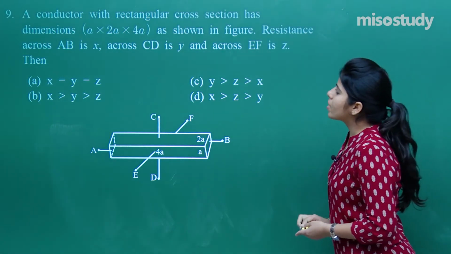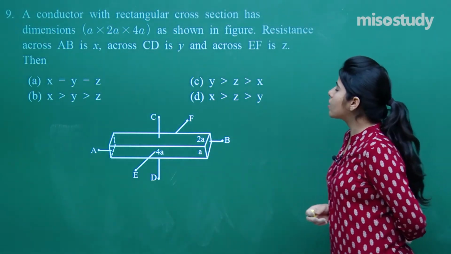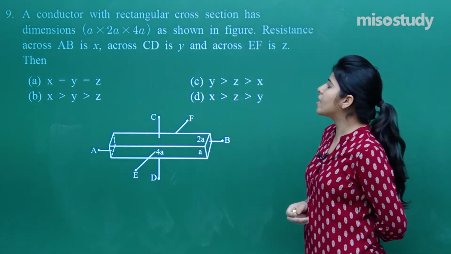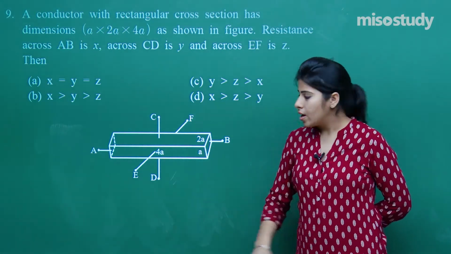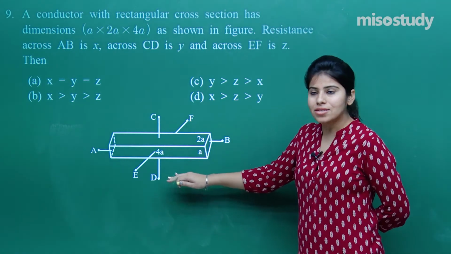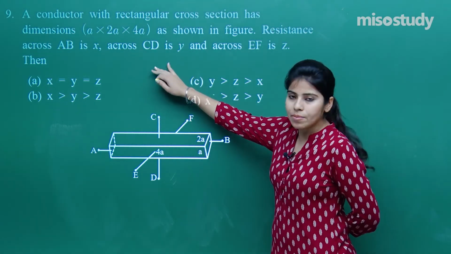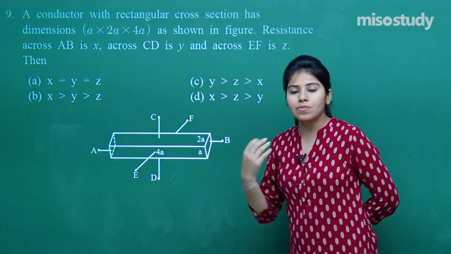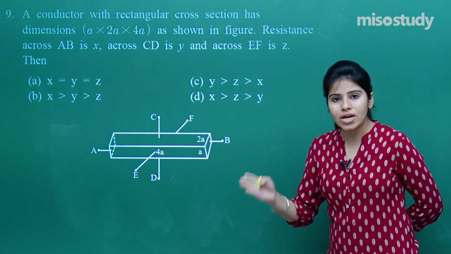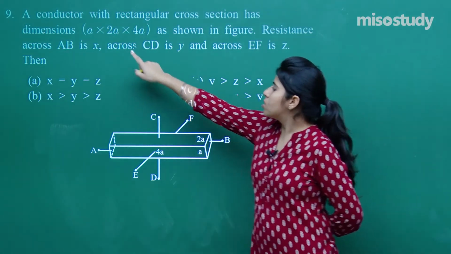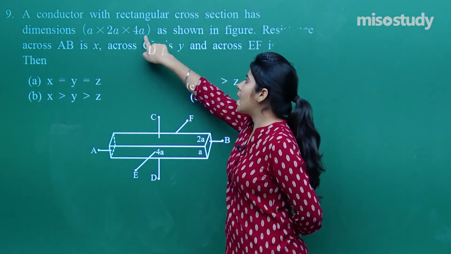So here we can say that a conductor with rectangular cross section has dimension A into 2A into 4A. If we have been given this rectangular cross section and the dimensions had been given, that must be length into breadth into height. So this will be your length, breadth and height.